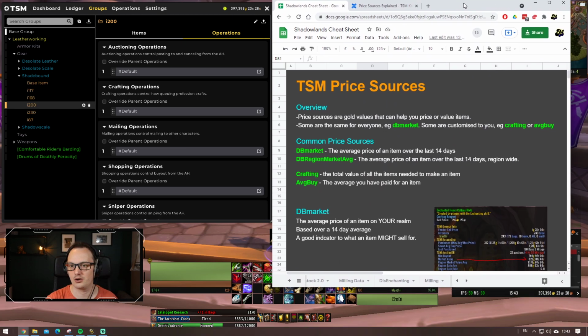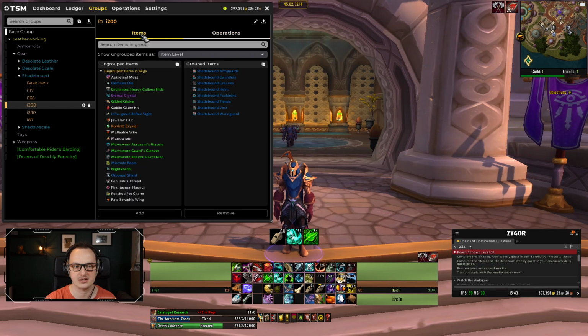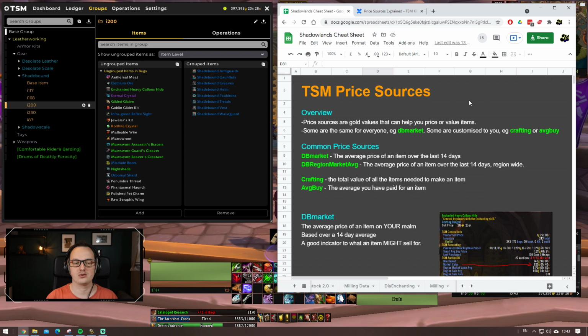But let's take a little look for a few minutes today at some of the price sources that TradeSkillMaster has available to us, because once we understand the price sources, everything will start fitting into place a little bit more. So, what are price sources? Price sources are gold values that TradeSkillMaster comes up with to help us price or value an item in the game.